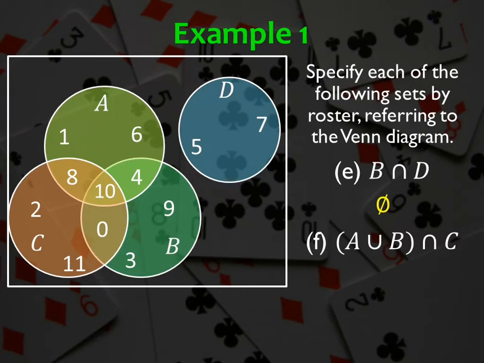F, the union of A and B intersected with C. So you're going to want to follow the parentheses as the order of operations, do the first one. So the union of A and B is 1, 6, 4, 10, 8, plus 0, 3, and 9. You want to see how many of those intersect with C, and those are just 0, 8, and 10. So you think of A or B as one large glob, and think of among those elements, which of those are also in C. That leaves you with 0, 8, and 10.